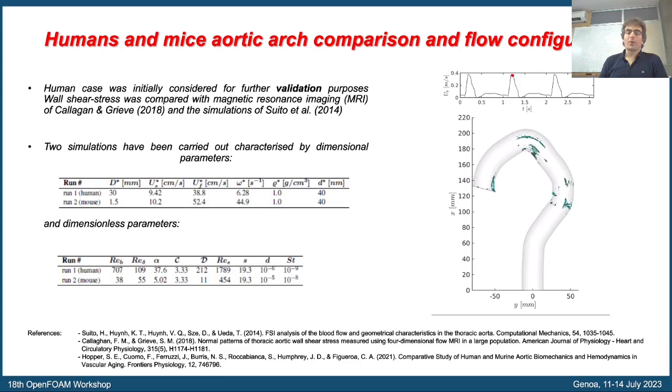The flow is mostly laminar. Actually, it's laminar in the mouse case. In the human case, you can see that there are vortical structures identified by lambda 2, which are associated with the separation of the boundary layer where the curvature is too large.